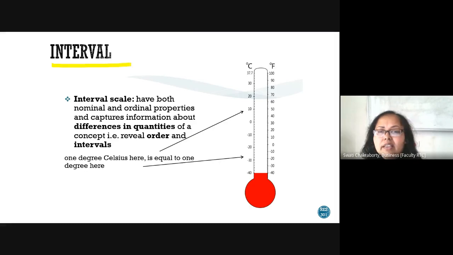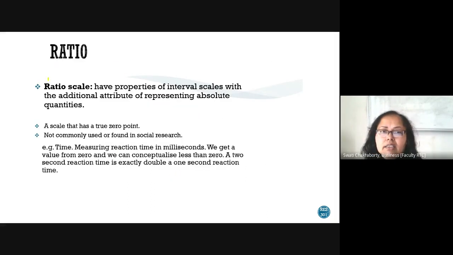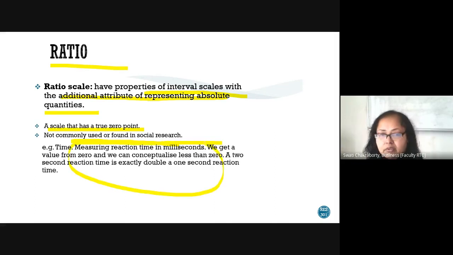When we talk of interval scale, it has both nominal and ordinal properties and captures information about differences in quantities of a particular concept. That is, it reveals order and intervals. See, the order is there as well as the interval, right? And next is ratio scale. It has the properties of interval scales, along with an additional attribute of representing absolute quantities, a scale that has a true zero point, and it's not commonly used or found in social sciences, right? So this is an example that we have.